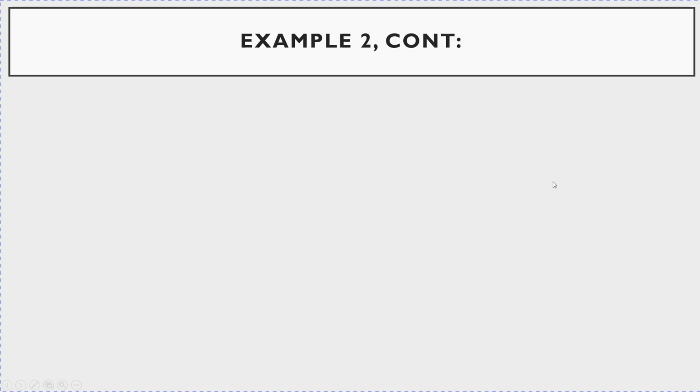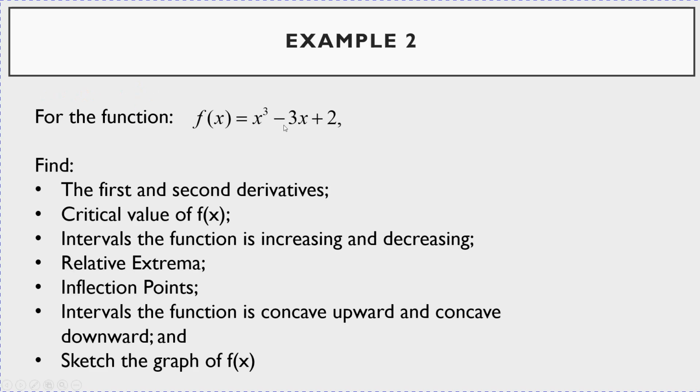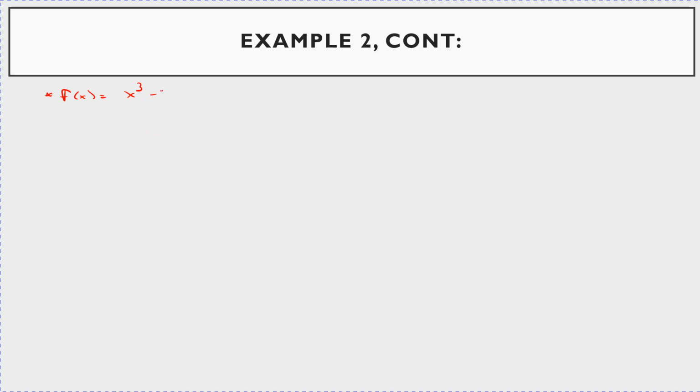Okay, first and second derivatives. Let's just rewrite the function. f of x is equal to x cubed minus 3x plus 2. All right, so f prime of x. If you take the derivative of this, bring the 3 down, 3x squared. The derivative of 3x is minus 3.